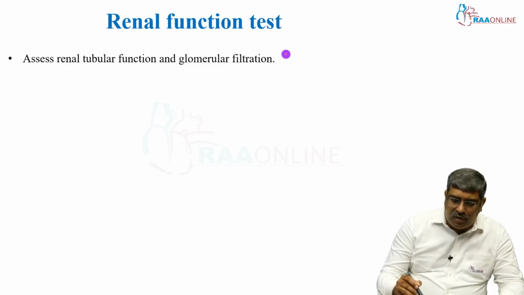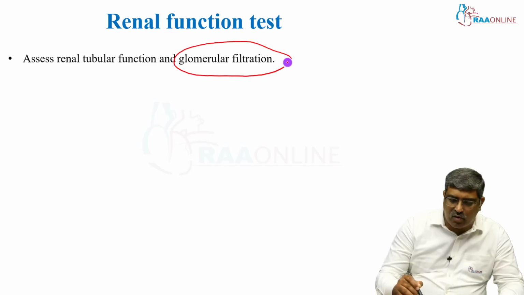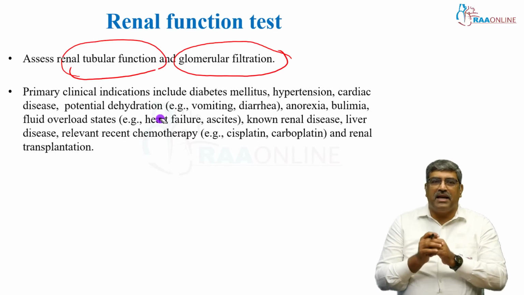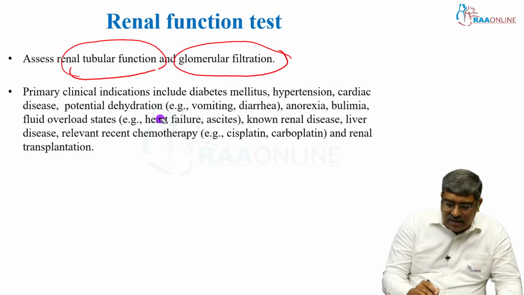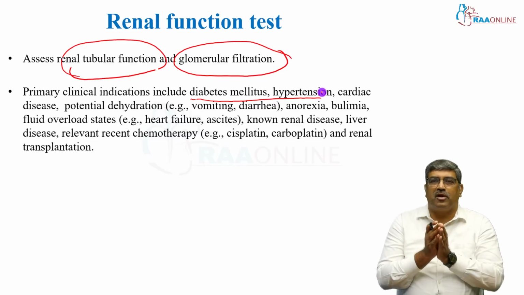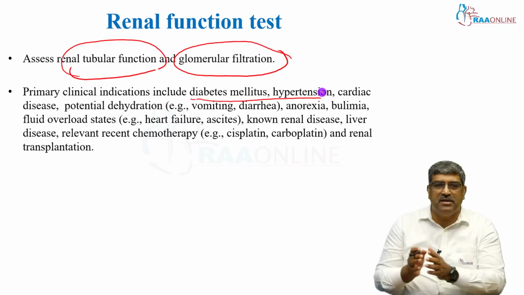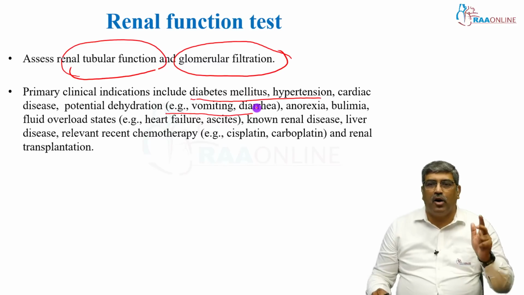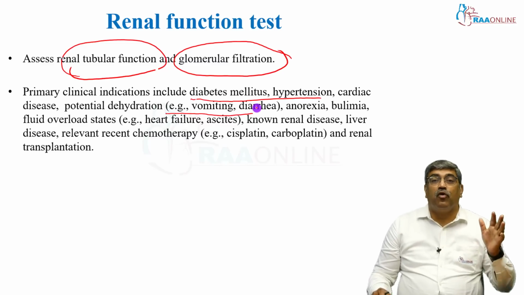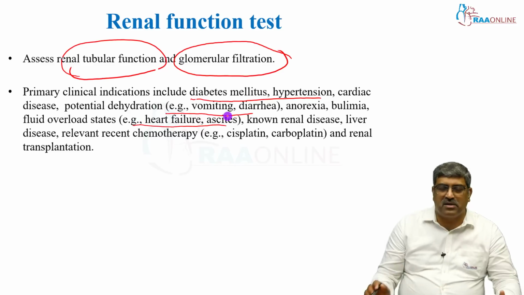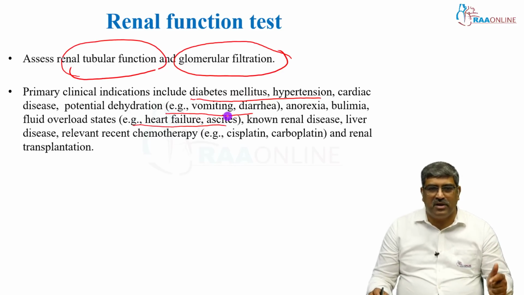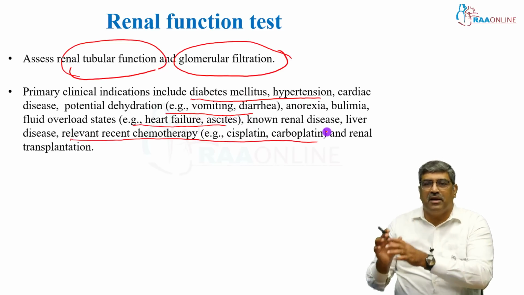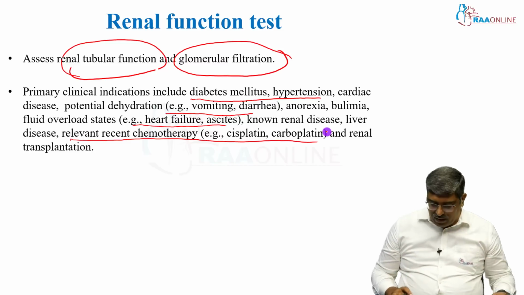The primary aim of doing a renal function test is to assess the glomerular filtration as well as the tubular function. The primary clinical indications include diabetes mellitus and hypertension, both of which can lead to renal disease, cardiac disease, potential dehydration like vomiting, diarrhea, anorexia nervosa, bulimia, fluid overload states as happens in heart failure and ascites, known renal disease, liver disease, relevant chemotherapy, cisplatin or carboplatin which can affect the renal function, and patients undergoing renal transplantation.